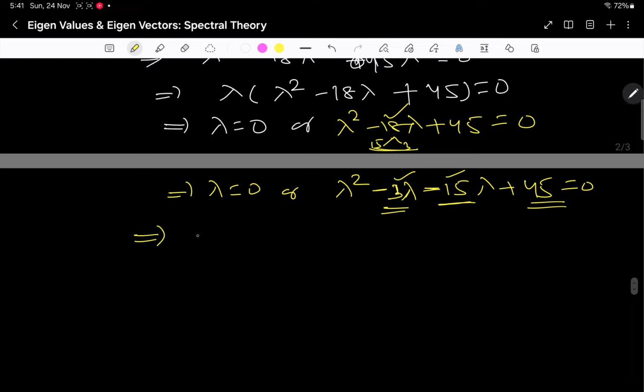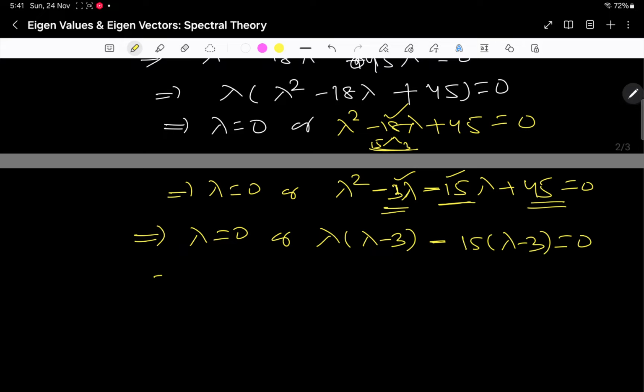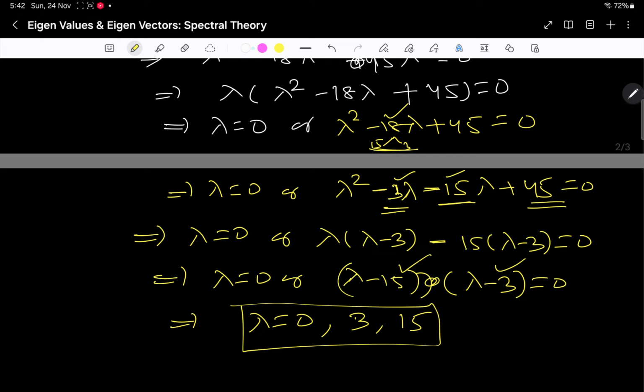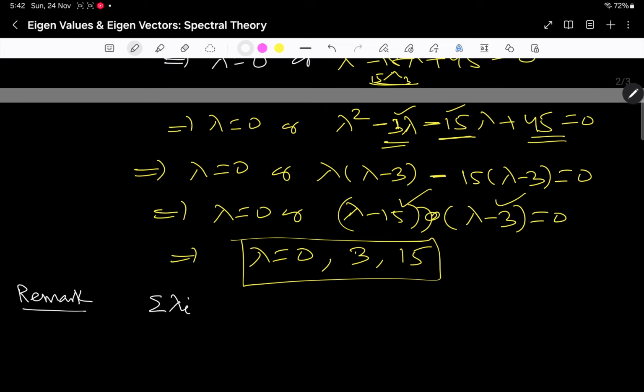So this implies lambda is equal to 0, or lambda into lambda minus 3, minus 15 into lambda minus 3 is equal to 0. So that means lambda is equal to 0, or lambda minus 15 into lambda minus 3 is equal to 0. So lambda is equal to 0, 3 and 15. Okay, there is a confirmation test to see whether this is true or not.